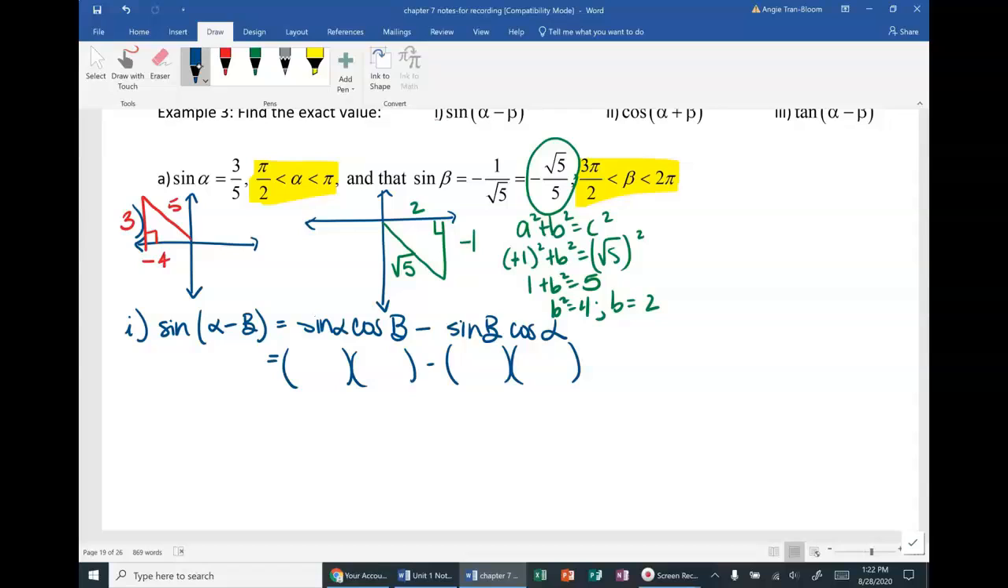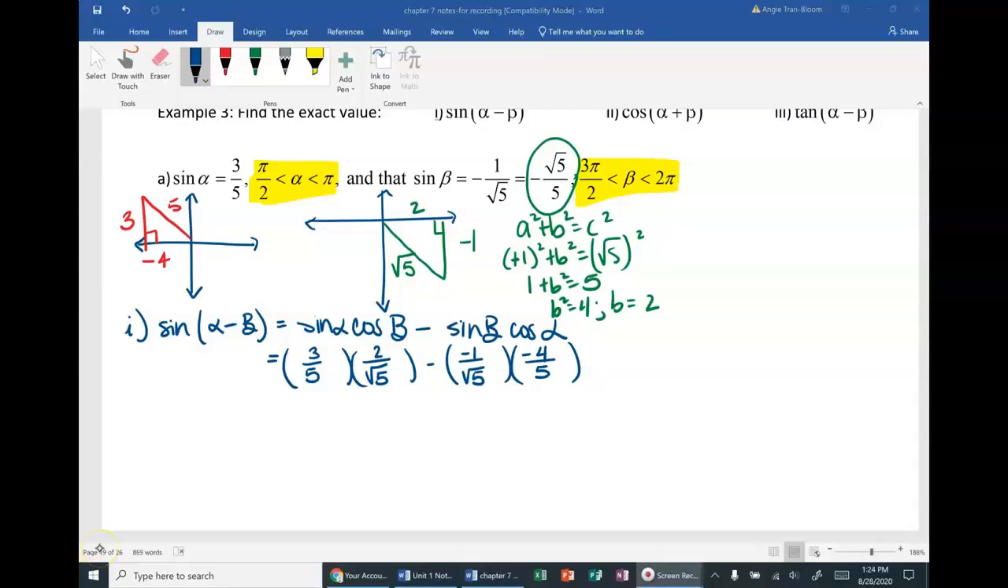Sine is going to be, looks like I have an extra quantity here. I don't think I needed this. Okay, there you go. Sine of alpha is going to be opposite over hypotenuse, so that's going to be 3 over 5. Cosine of beta is going to be adjacent over hypotenuse, so 2 over rad 5. Take away sine of beta, so look at quad 4 again, so that's going to be negative 1 over rad 5. And go back to the red triangle, cosine is going to be adjacent over hypotenuse.